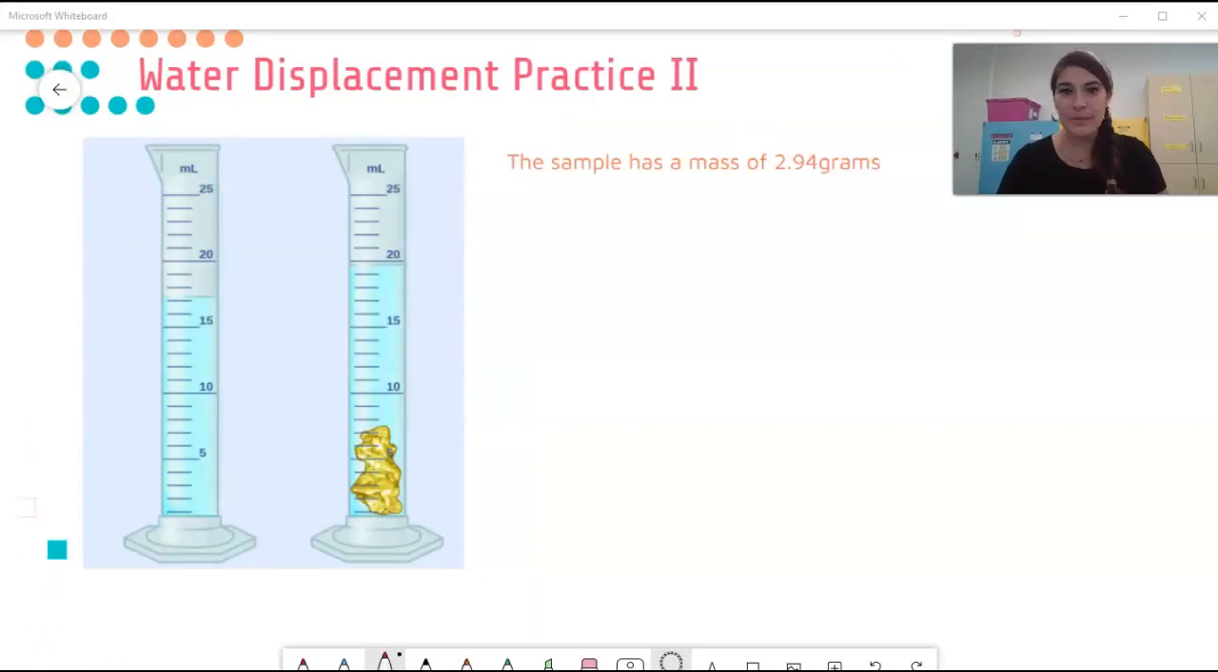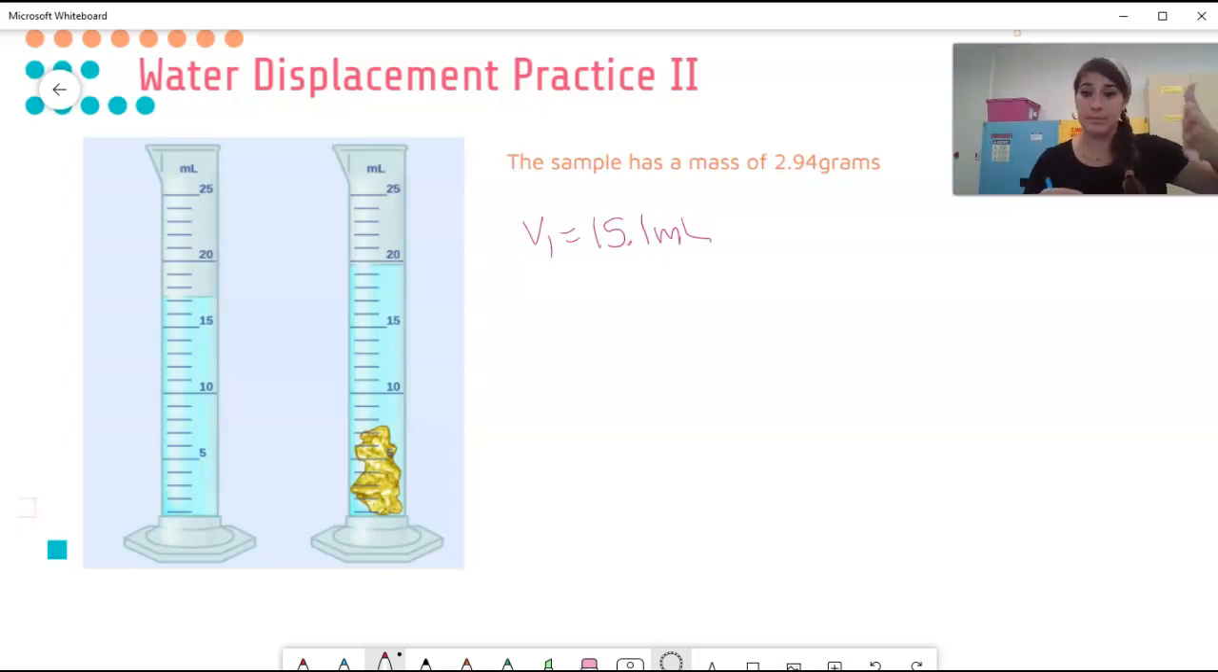All right, so remember that when we are doing this, we could read those volumes slightly different. So when I'm looking at that, I think my initial volume is like 15.1 milliliters. You may have said 15, you may have said 15.5, whatever, okay, somewhere in that range. It's based on how you're looking at it. Then I'm looking at it and I think that final volume looks like it's just under 20. So I'm going to say it's pretty close to 20. So how about 19.8 milliliters? And again, you may have said something slightly different.